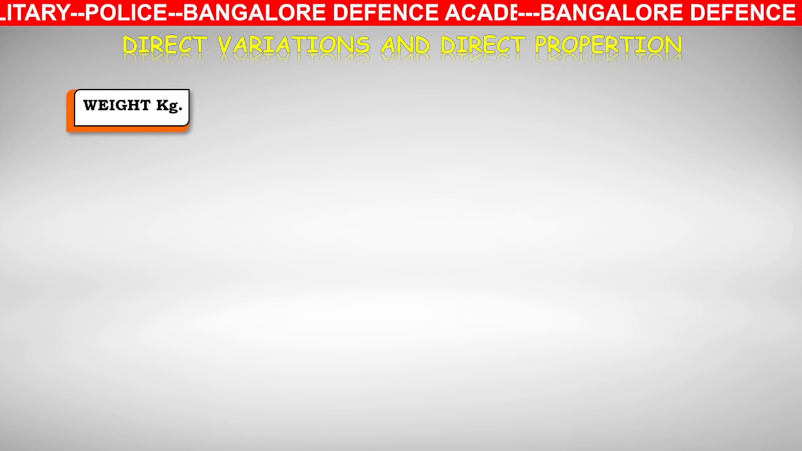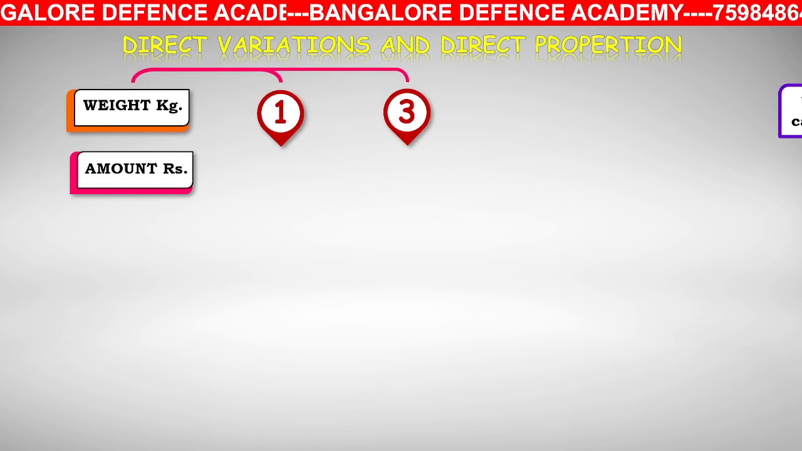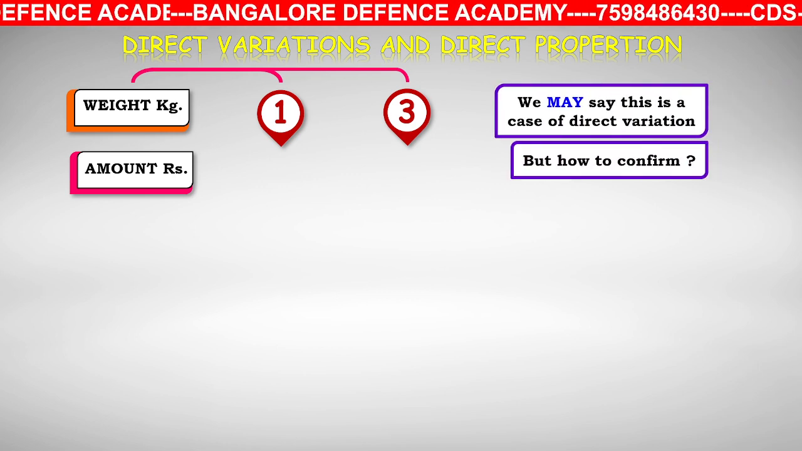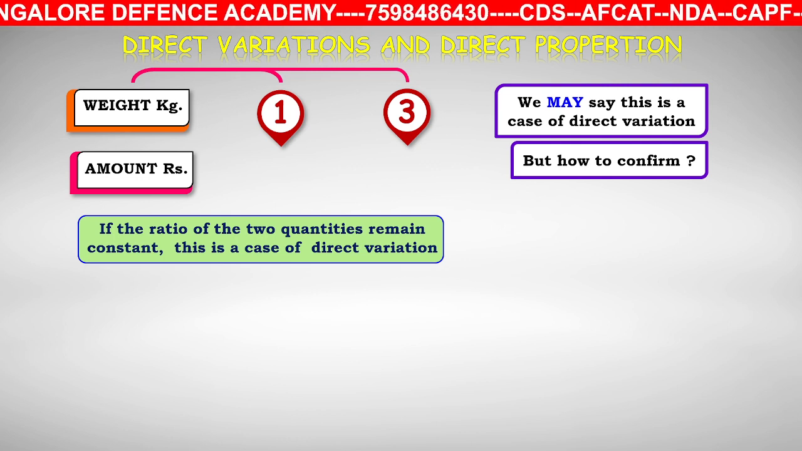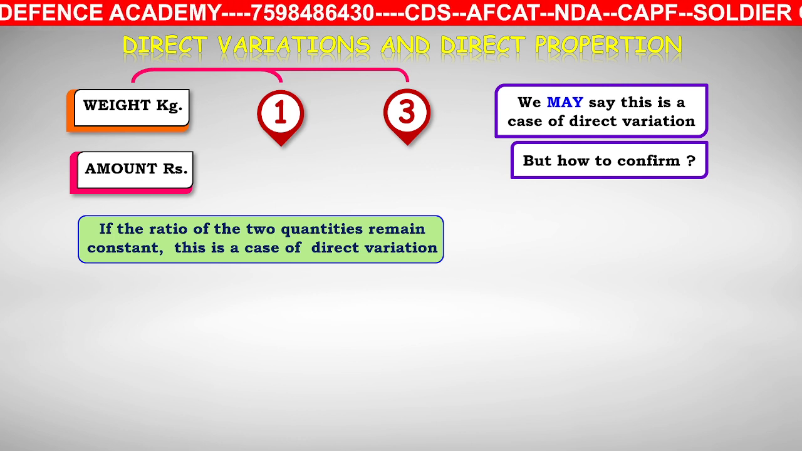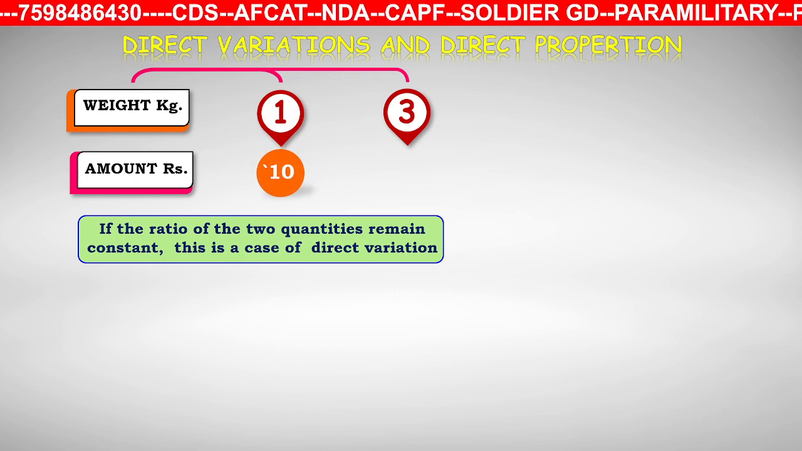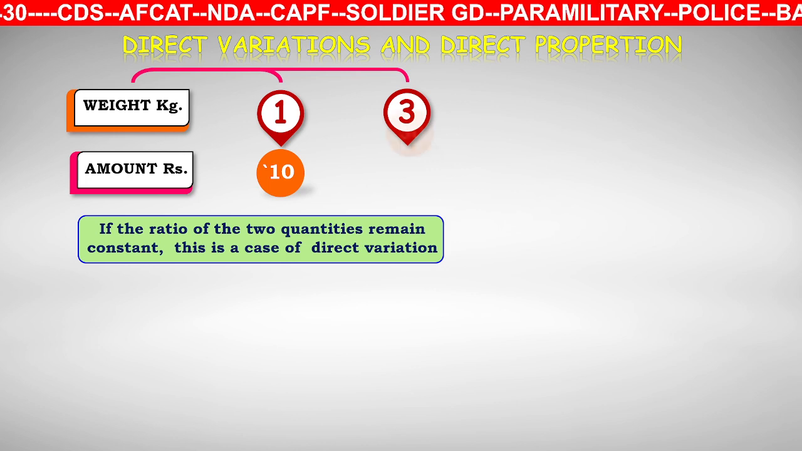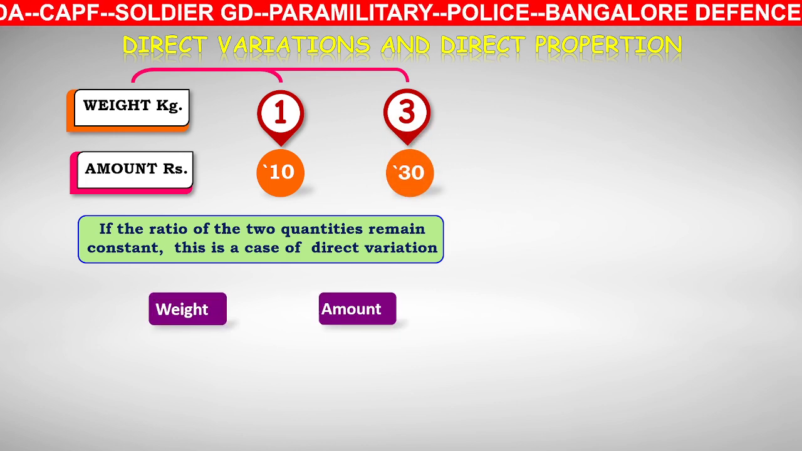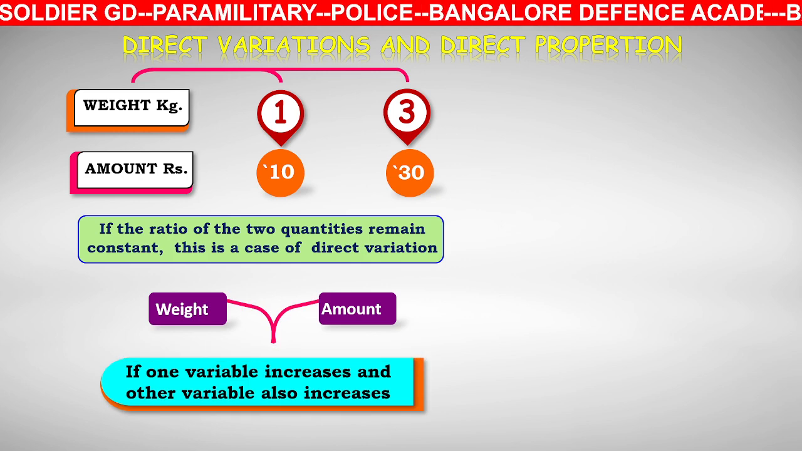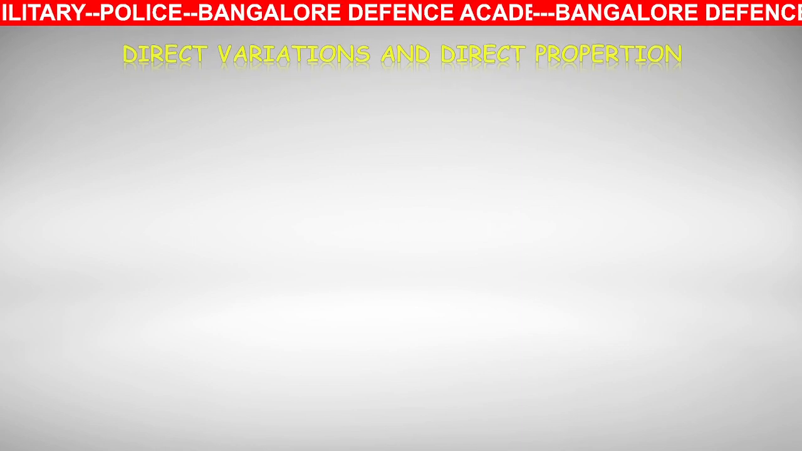Now imagine weight and amount. If the weight is increasing, the amount will also increase, so we may say this is a case of direct variation. In order to confirm, the ratio of the two quantities should remain constant. Only then can you call it direct variation. If the weight is 1 kg and the amount is 10 rupees, what happens if the weight is 3 kg? The amount will be 30 rupees. This is an example of direct variation. If one variable is increasing, the other will also definitely increase.